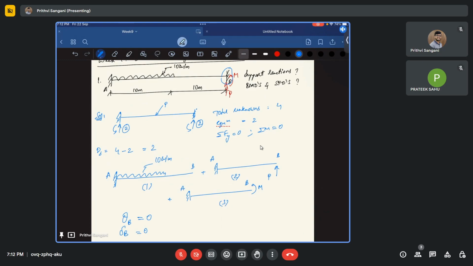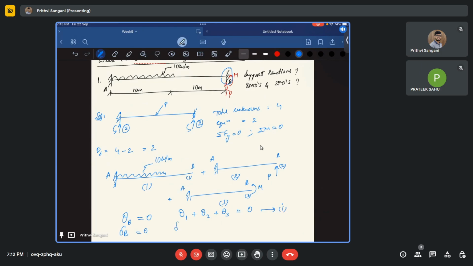So in all these cases, if you add the slopes, let us say theta at B because of 1. I'm writing it as 1. This is 1, this is 2, this is 3. Theta at B in beam 1, plus theta at B in beam 2, plus theta at B in beam 3 is equal to 0. That is condition number 1.